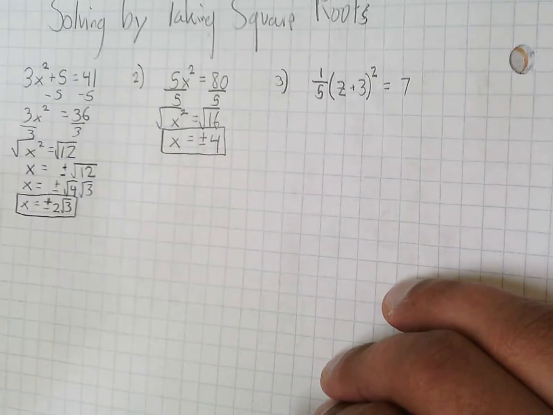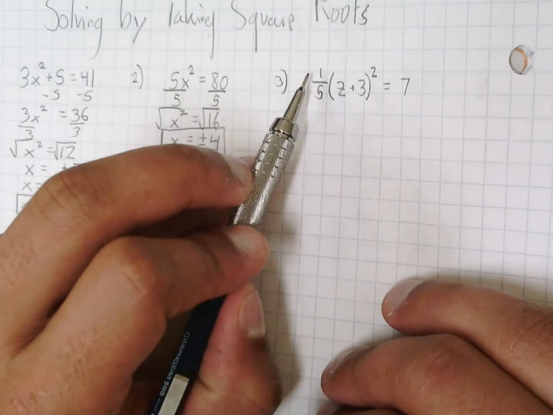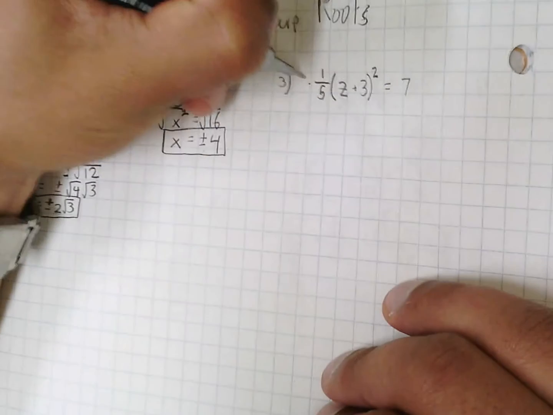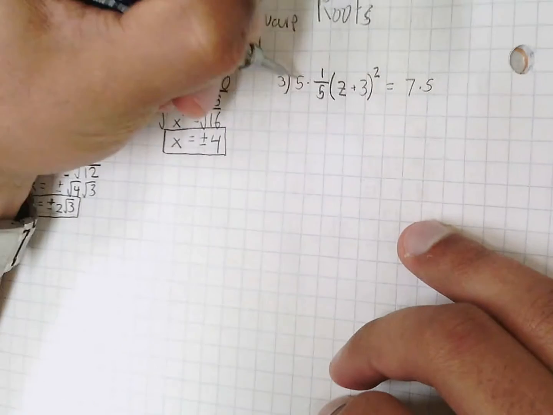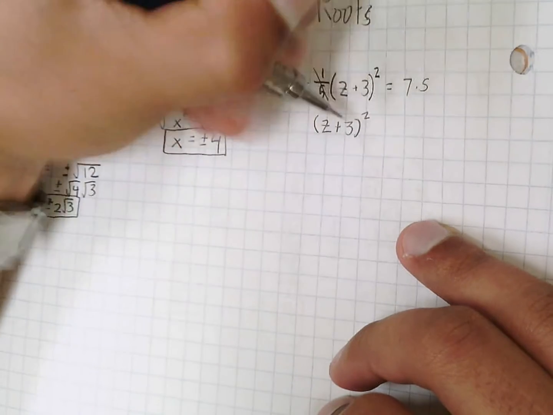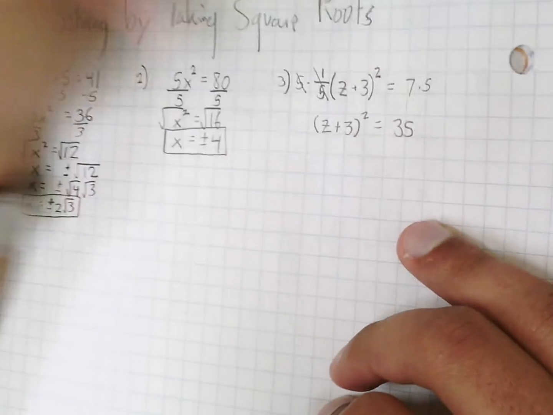So what I'm going to do is I need to get this z by itself. I need to work outside in, so first I'm going to get rid of 1/5. I can get rid of 1/5 by multiplying both sides by 5. 5 times 1/5 is 1. So I've got z plus 3 all squared equals 35.